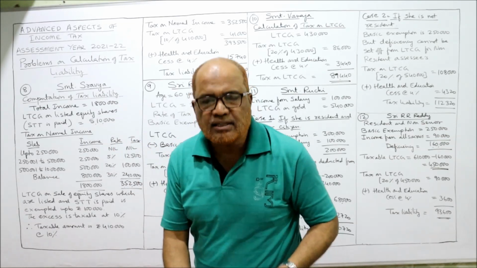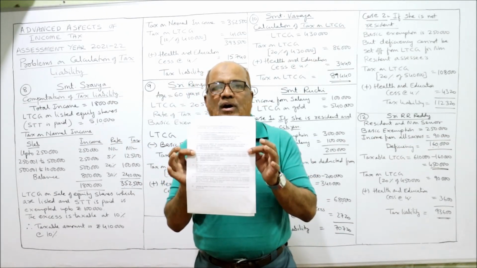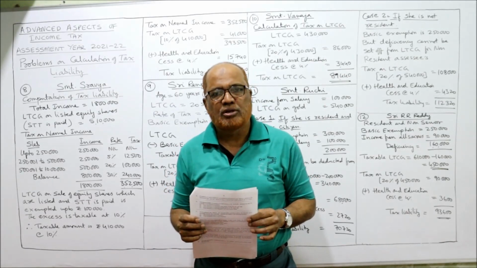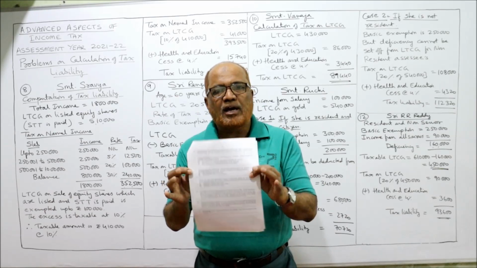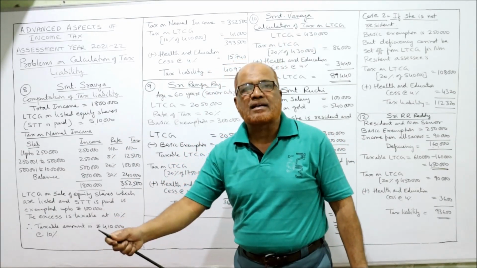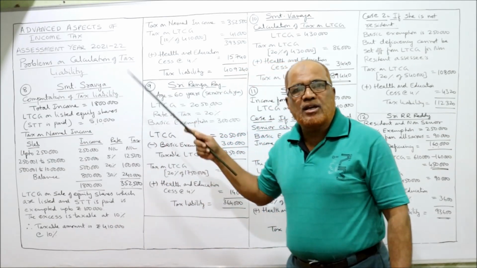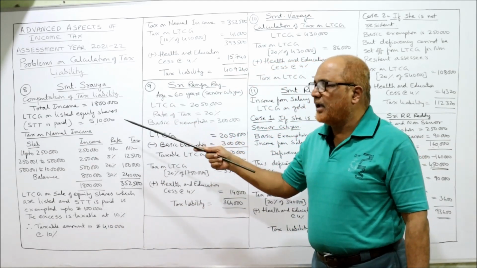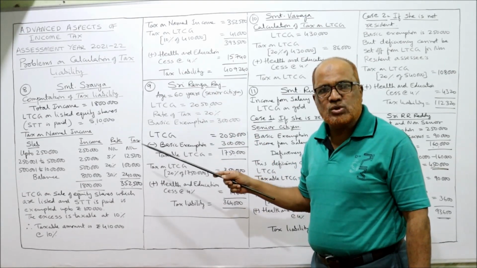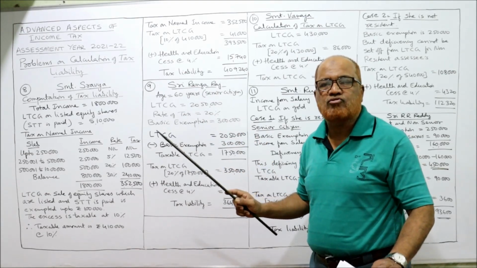Before starting the next problem, I expect my viewers to have a printout of the problems which I have given in the link under my description. Take a printout, keep it ready and start watching the video on problems on computation of tax liability. Take a screenshot of the solutions of problems 8, 9, 10, 11, 12. 5 problems I'm going to explain in this video. Take a screenshot and keep it ready.